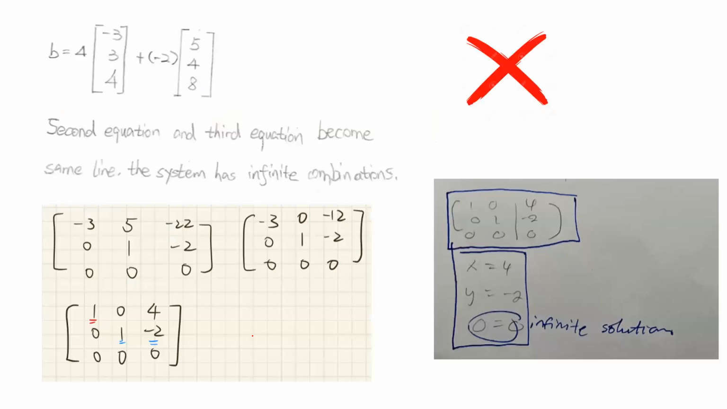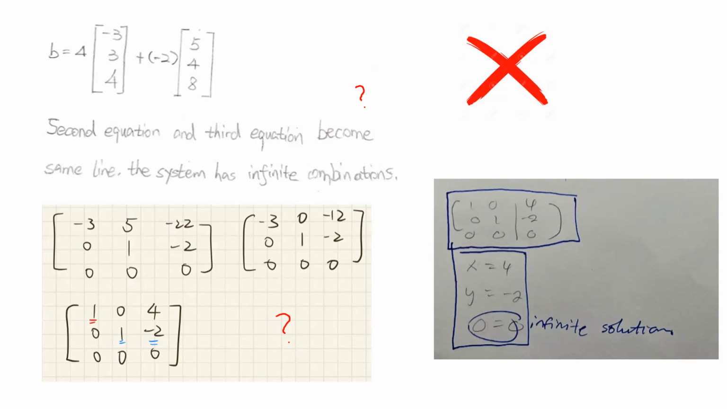Now let's take a look at some of your work. One student wrote down, second equation and third equation become same line. The system has infinite combinations. So it's very difficult to analyze this line. Another student just left it as it is, 1, 0, 0, 0, 1, 0, 4, negative 2, and 0. There is no explanation. What's going on after this? How did you reach the conclusion?